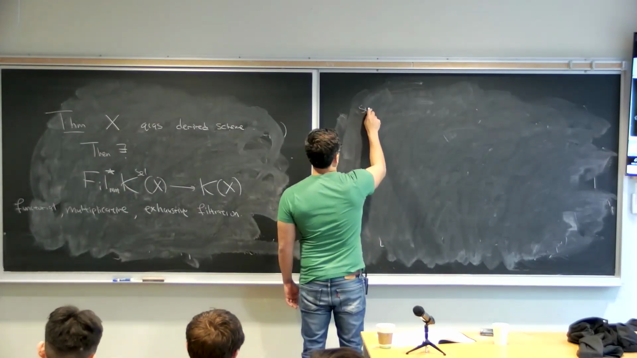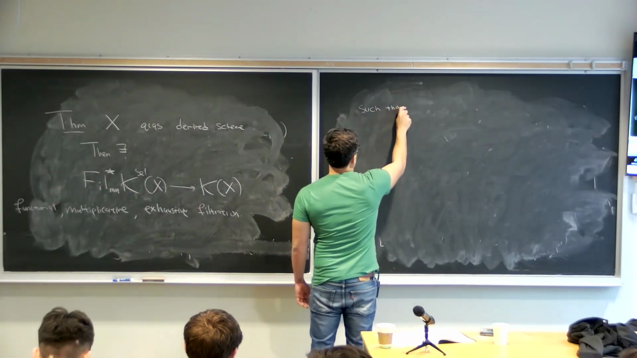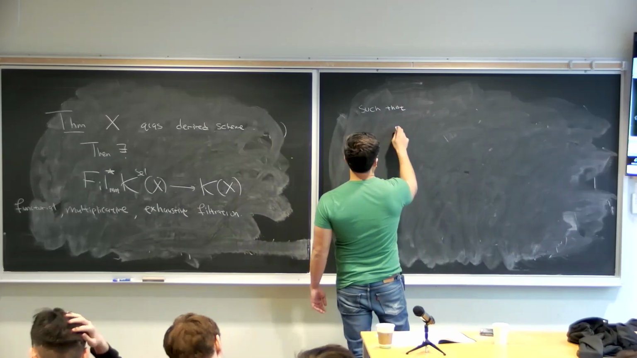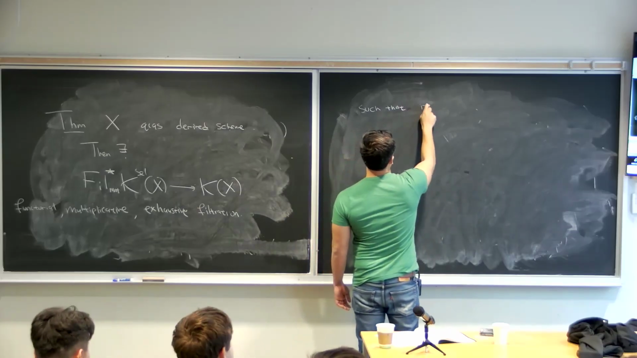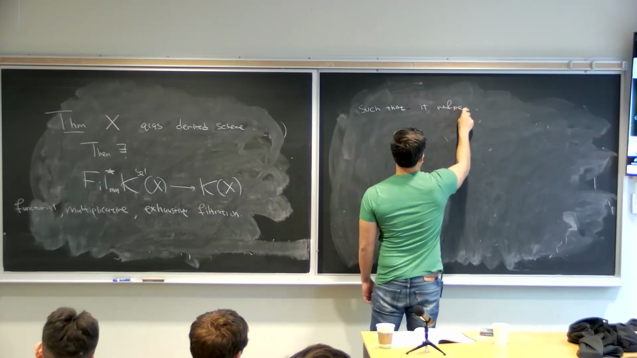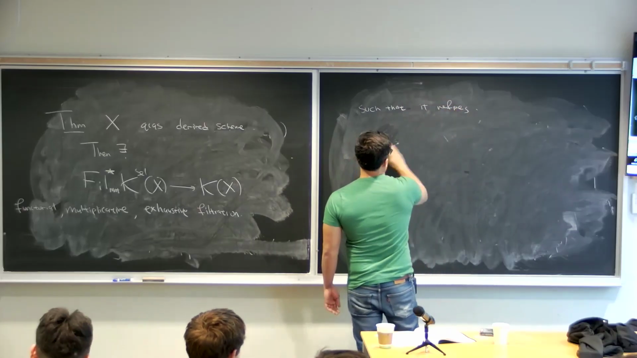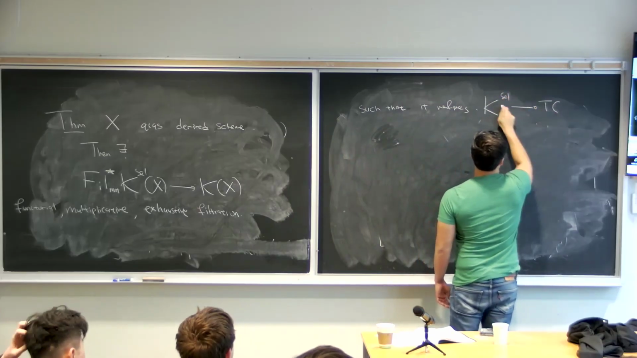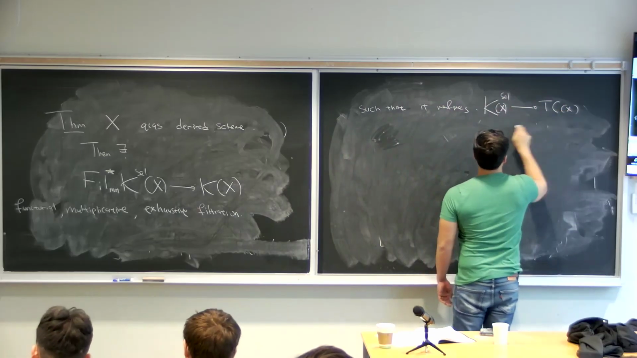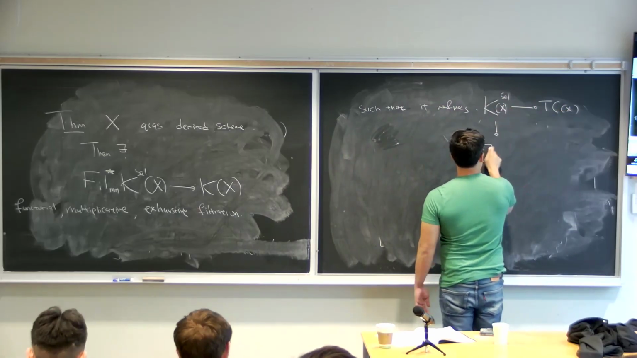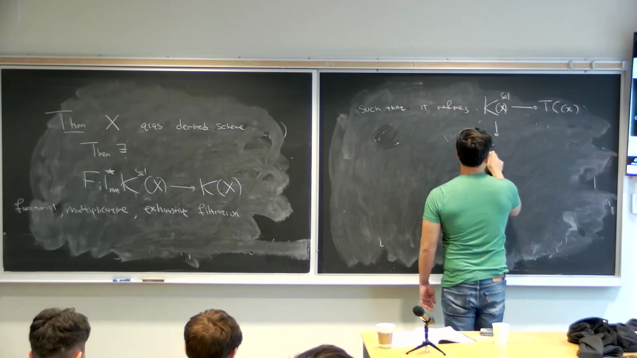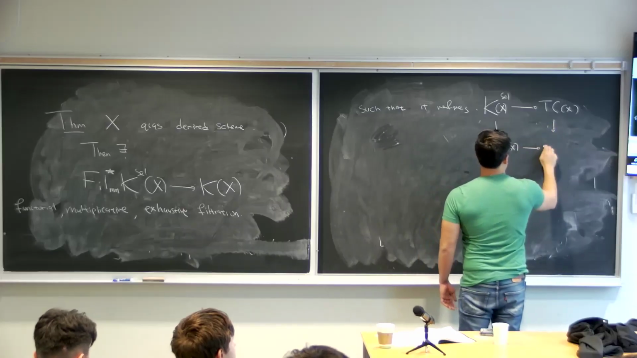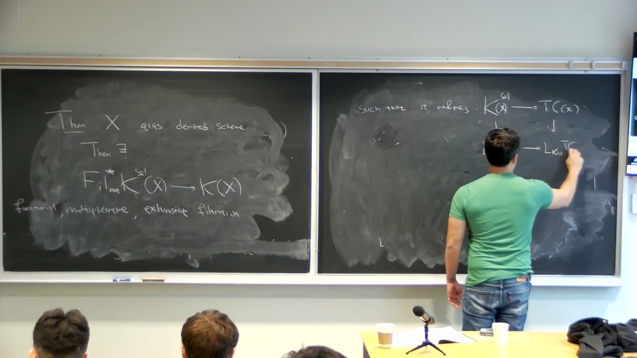Such that it refines the defining pullback square, K Selmer of X, TC of X, L KU of K of X, L KU of TC of X.